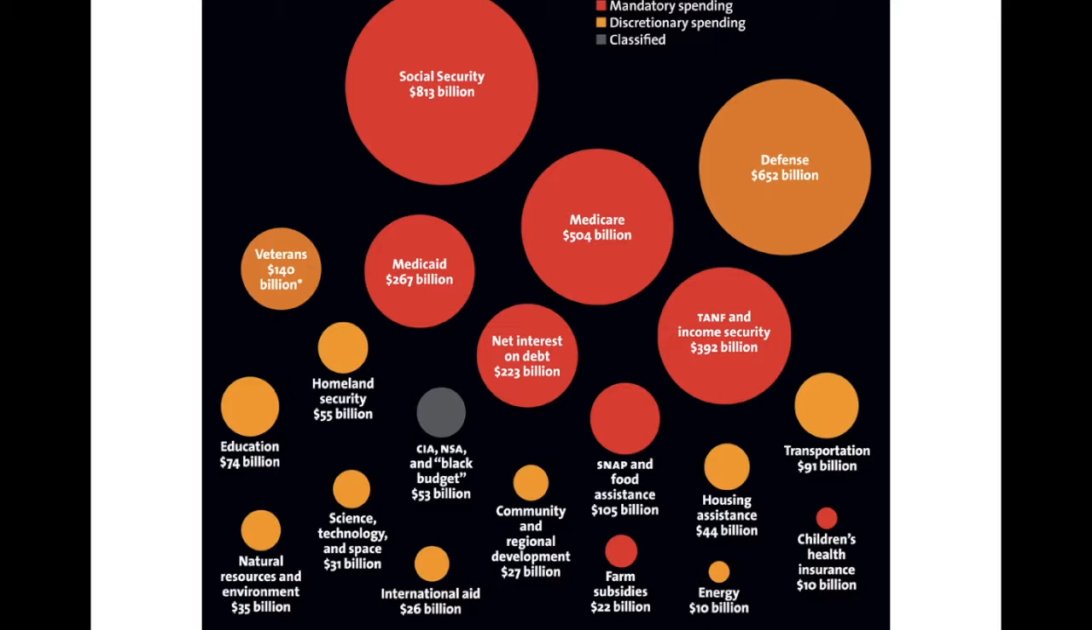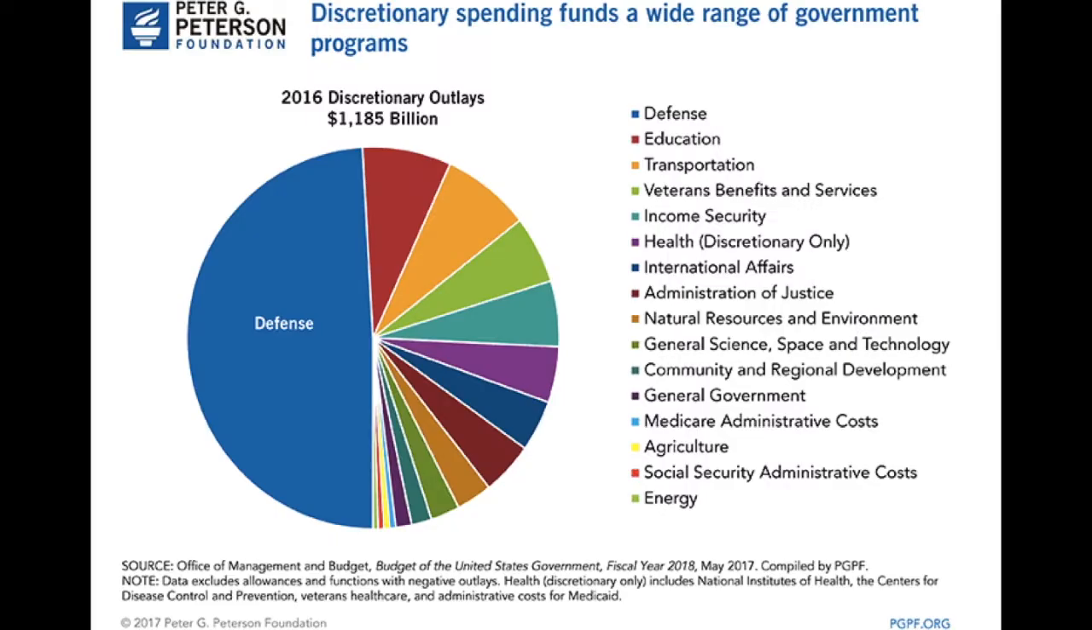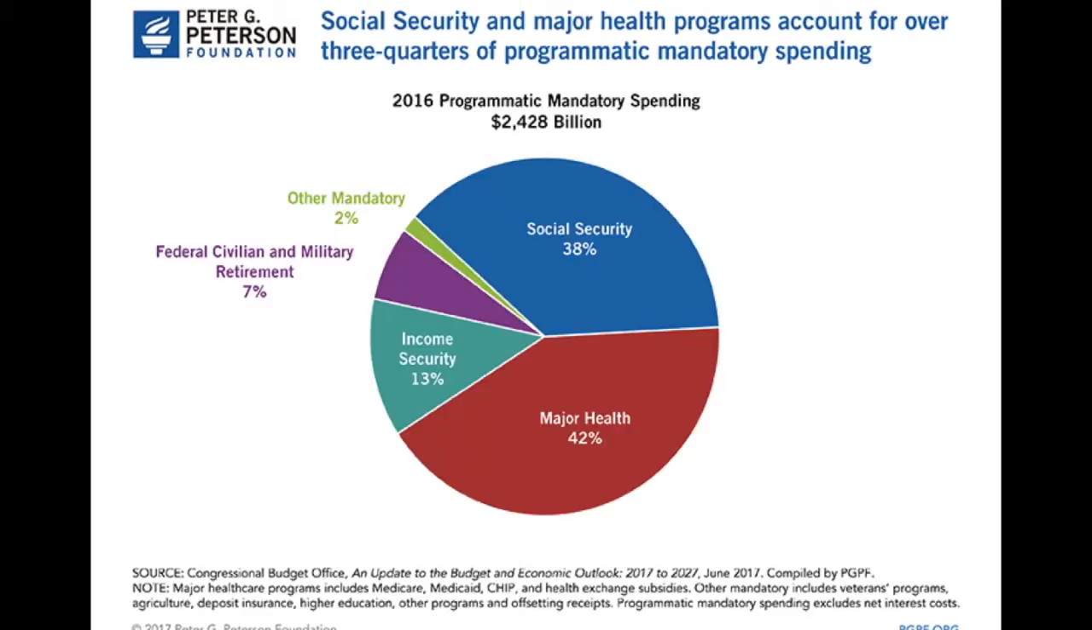Cute little chart here just to kind of show you some mandatory and discretionary spending areas and how they compare to each other. If you want to pause the video and take a little bit deeper dive, here are some discretionary spendings from 2016. You can see that defense makes up nearly 50% of our discretionary spending. And here are some examples from 2016 of mandatory spending and the cost for things like Social Security, healthcare, and income security.